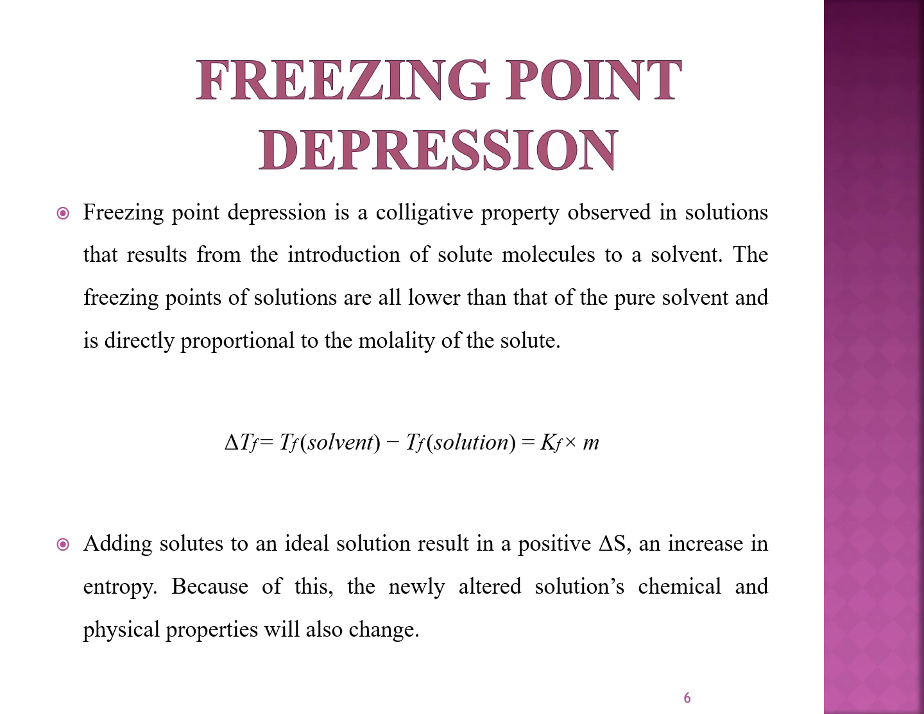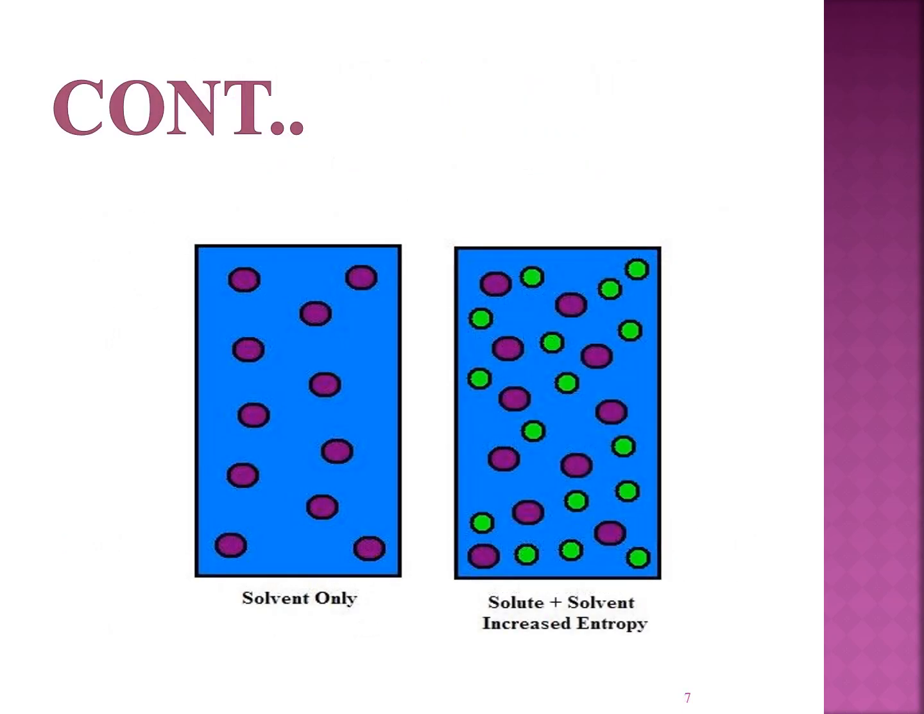Adding solutes to any ideal solution results in a positive increase in entropy. Because of this, the newly altered solution's chemical and physical properties will also change. The properties that undergo changes due to the addition of solutes to a solvent are known as colligative properties. These properties are dependent on the amount of solutes added and not on their relative identity. Here you have two images. One is of only solvent and the other contains solute along with solvent. Due to the presence of solvent and solute together, the entropy increases.